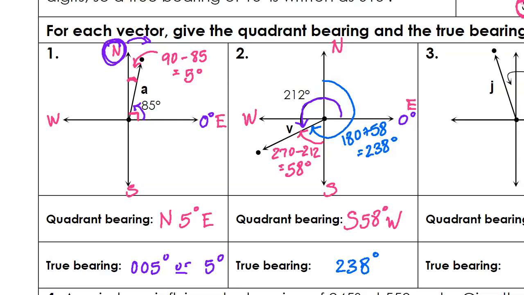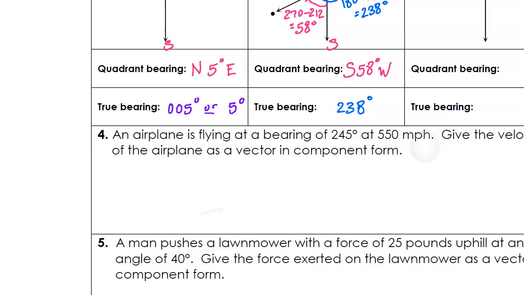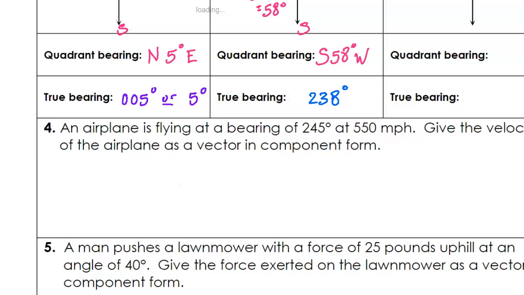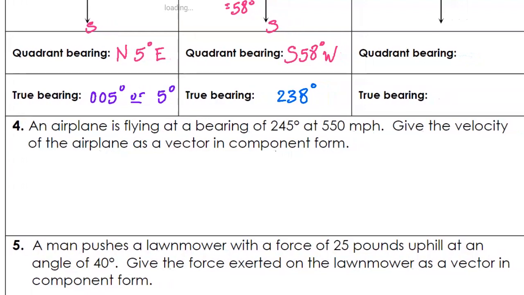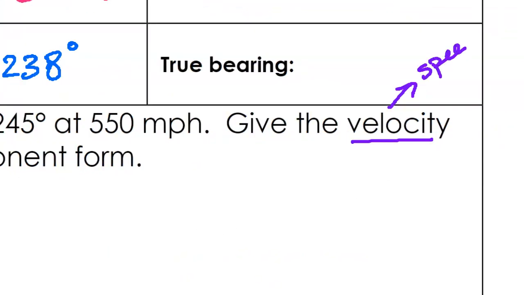Okay. So now we're going to apply it to a word problem. And I'm only going to do one word problem because I really want to use my time to do the next types of word problems. So let's look at number 4. An airplane is flying at a bearing of 245 degrees at 550 miles per hour. Give the velocity of the airplane as a vector in component form. Now there's a couple of vocab words here that we need to go over. Velocity is a speed with a direction. That's what velocity is. It's the speed with direction.